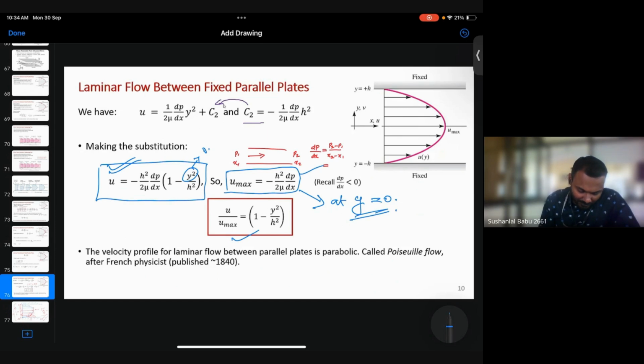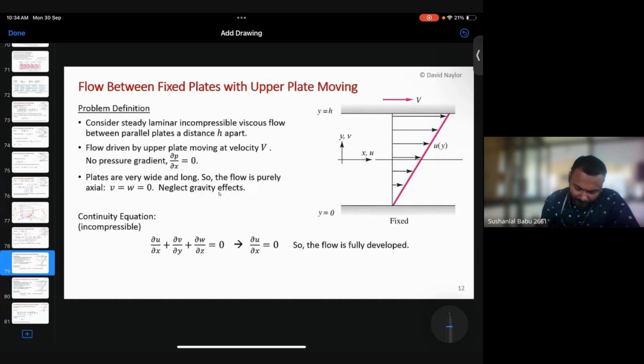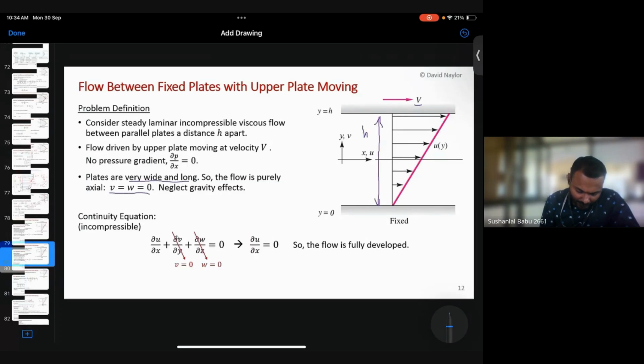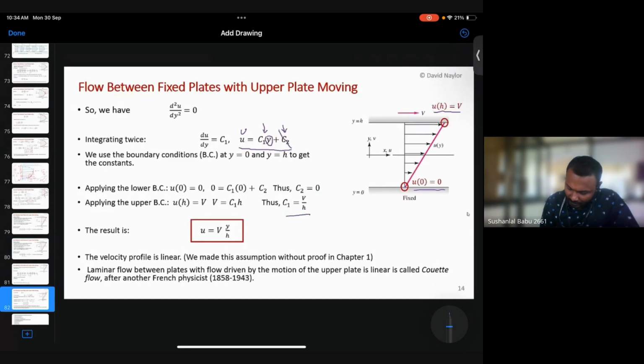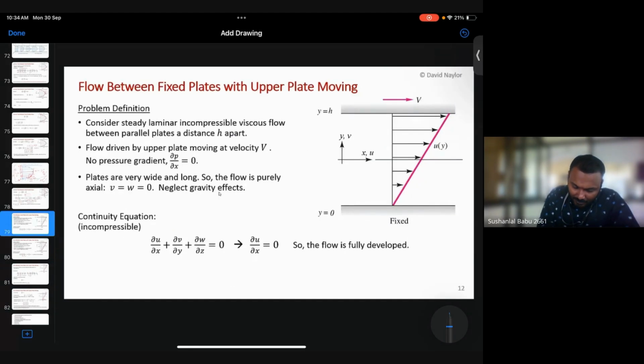Okay, fine. Now the Couette flow. If you go back, so this is the Couette flow. Okay, Couette flow. What is the difference? Couette flow means this bottom plate is fixed and the top plate keeps on moving with a velocity V. So that is the difference.